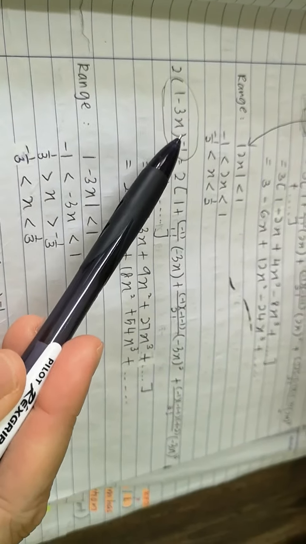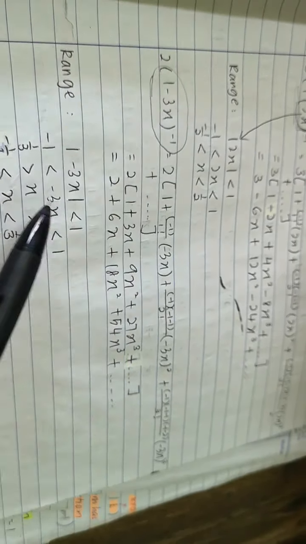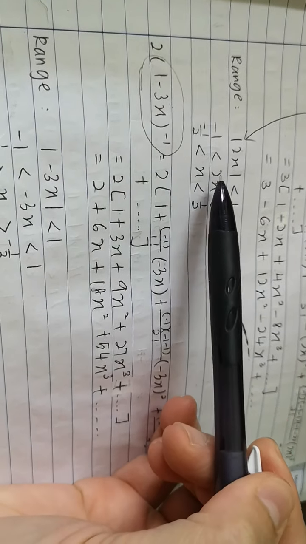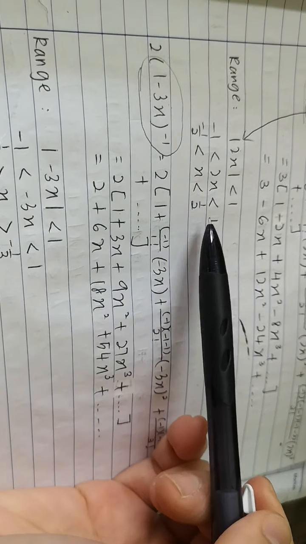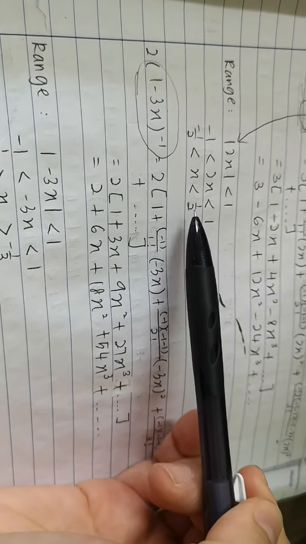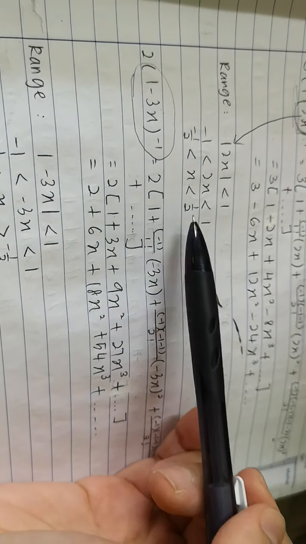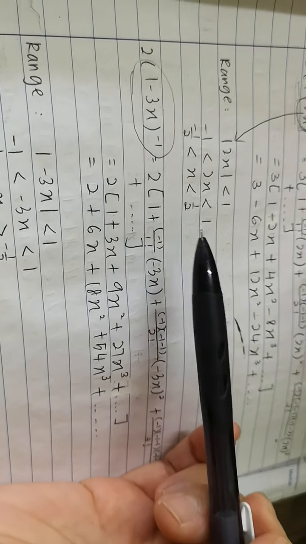Okay, so the one below is the same, 1 minus 3x. So in the modulus, what do we write? Negative 3x. So write modulus negative 3x less than 1. And you do the same, open it up, eliminate the modulus, you will get 2x is between negative 1 and 1. So divide by 2, divide by 2, divide by 2. So you will get the validity x is between negative 1 over 2 and 1 over 2. So this is the validity for the first expansion.